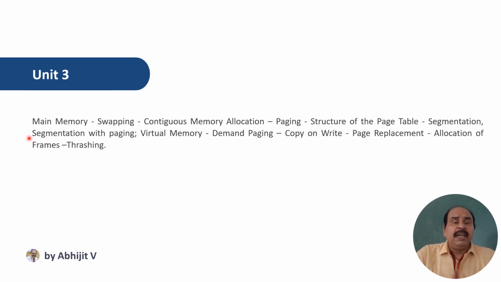We'll be studying what is meant by main memory. We'll be studying swapping. Swapping means exchange. What is memory swapping? What is contiguous memory allocation? What is meant by paging? How to structure a page table? What is meant by segmentation and paging? What is virtual memory? Demand paging, copy on write, page replacement, allocation of frames, and thrashing. These are the topics that we'll be covering in this particular unit. We'll be going through an overview of all these things.